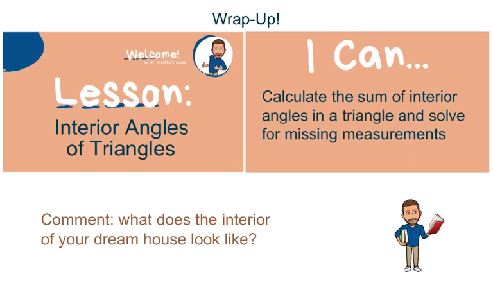Today we learned about interior angles of triangles. So now you should be able to calculate the sum of interior angles in a triangle and solve for missing measurements. Now you should go ahead and go back to the calendar and complete any other assignments you have left for the day. Let me know if you have any questions.